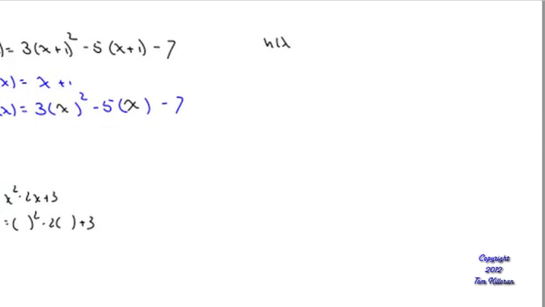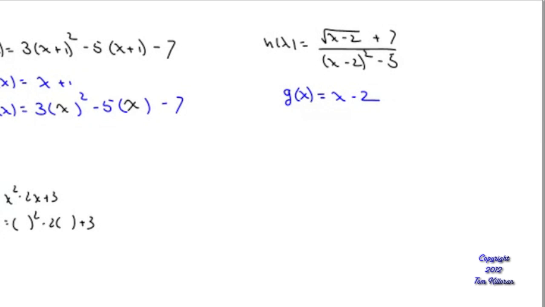H of x is equal to the square root of x minus 2 plus 7 divided by (x minus 2) all squared minus 5. You need to look at it the right way. Compositions are functions going inside of other functions. What looks like it went inside? X minus 2. So you'd say g of x is our inside function. It's equal to x minus 2. Alright, we pulled out x minus 2, so erase the x minus 2s.